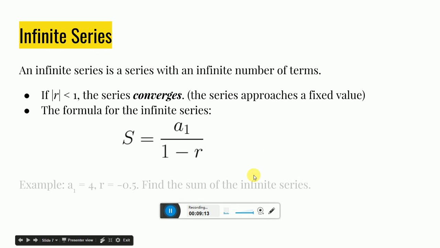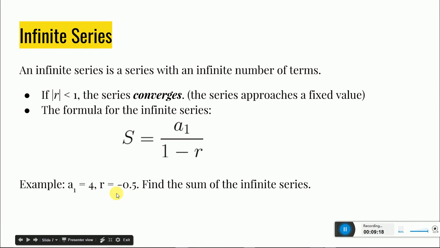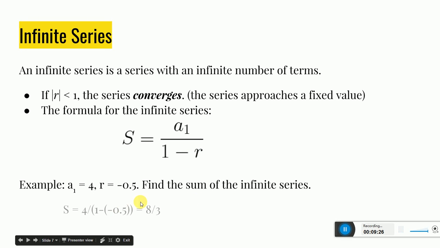All right, and we have an example real quick. Suppose that our first term is 4 and the rate is negative 0.5. Let's find the sum of the infinite series. We're going to plug in 4 for a1, plug in negative 0.5 for r. So we end up with 4 divided by, in essence, 1.5. 4 divided by 3 over 2. That gives us 8 over 3. And that's it.